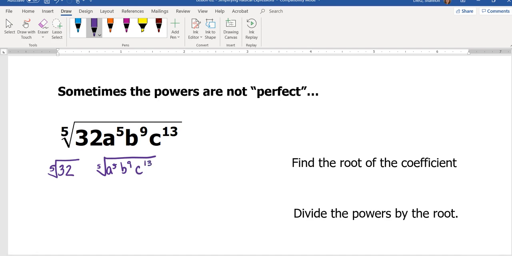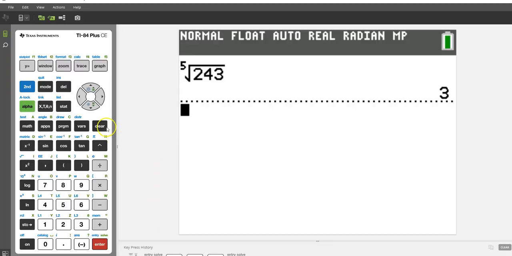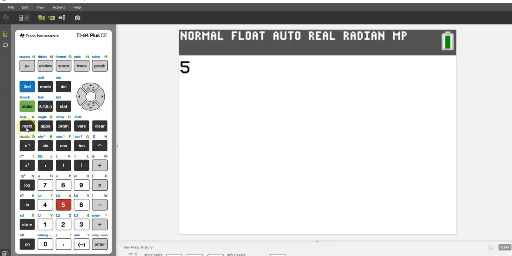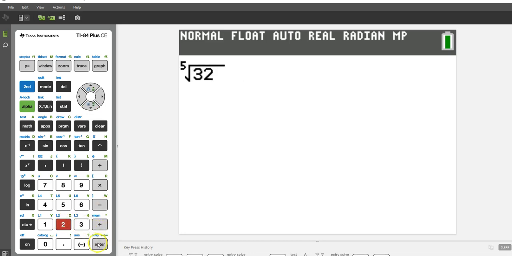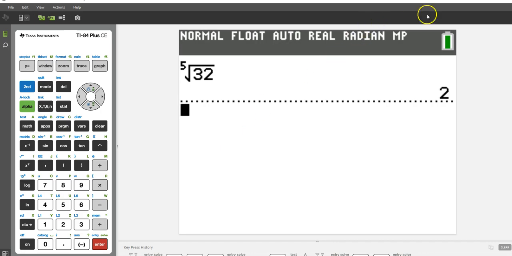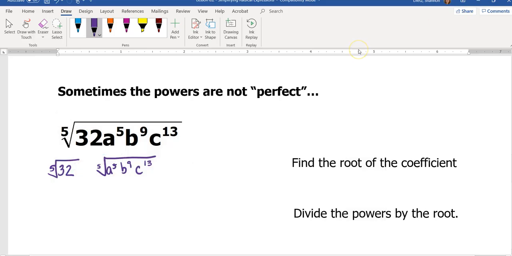So the 5th root of 32, we'll start there. I'll pull up my calculator. 5, I'll hit the math button. I'm going to scroll down to that 5th option again. And I'm going to type in 32. And I do get 2. So that one does simplify to a nice whole number.